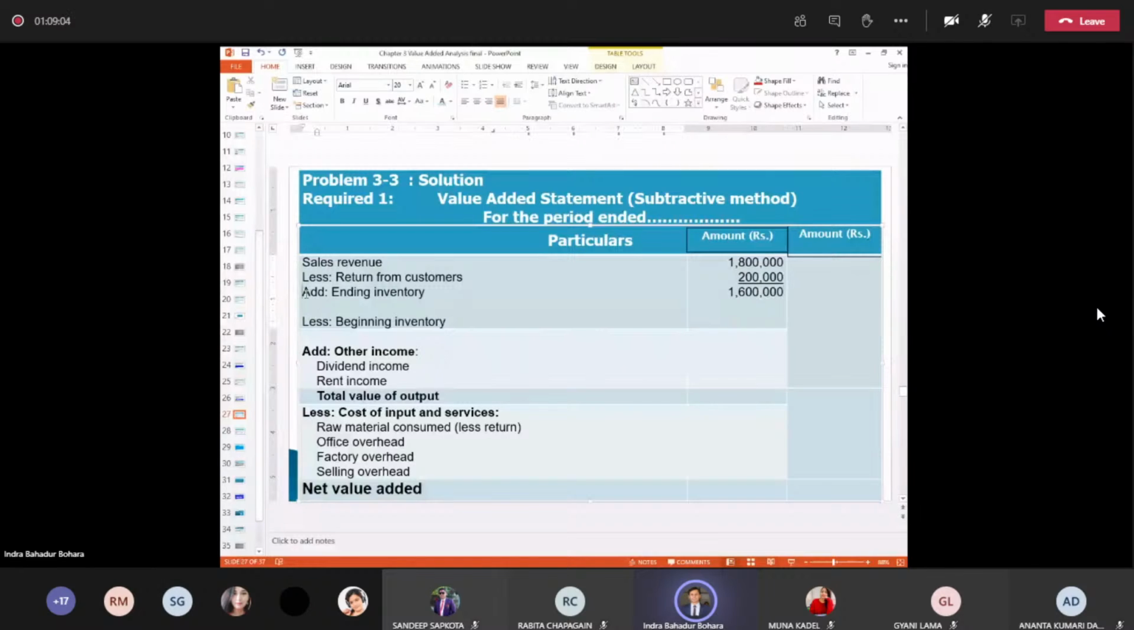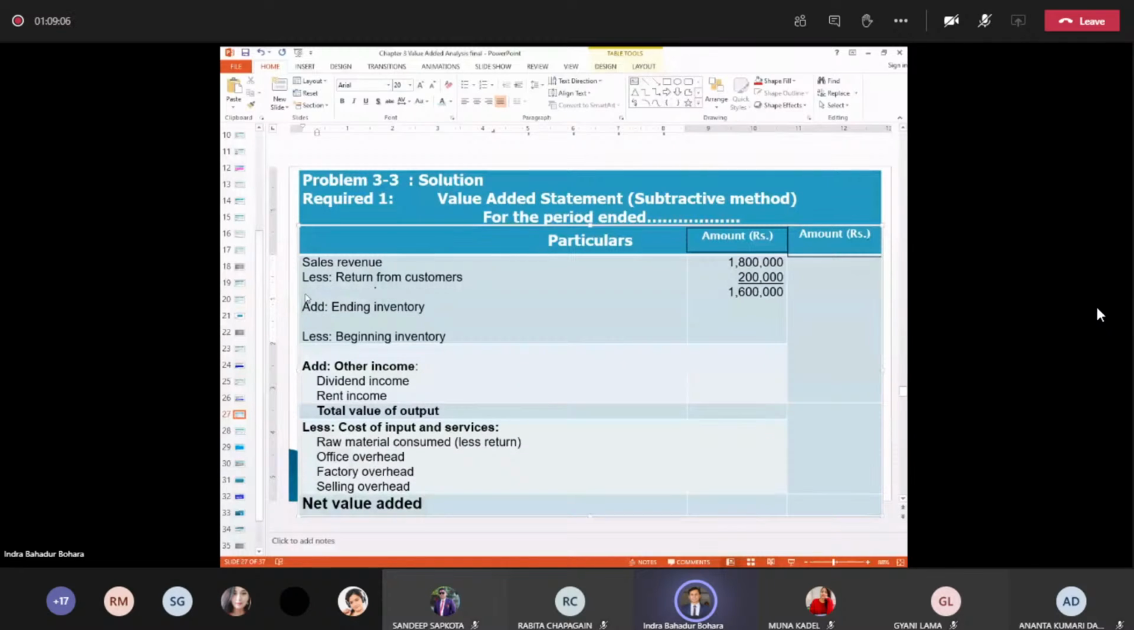Then you add ending inventory and deduct the beginning inventory, which is given to us. Ending inventory is 1,60,000, beginning inventory is 40,000. So it is 17 lakh 60,000, and beginning inventory is 40,000.